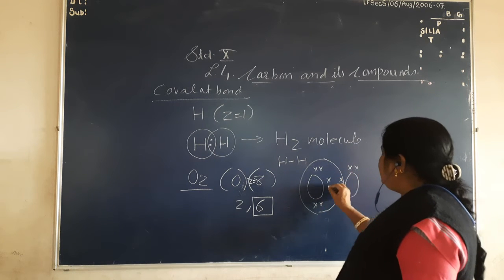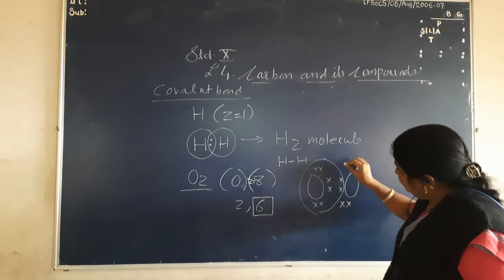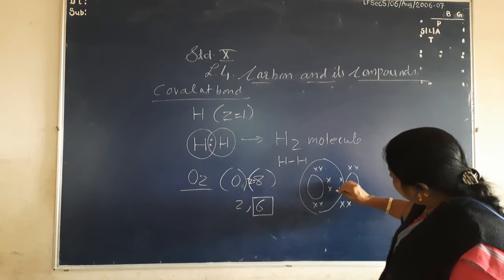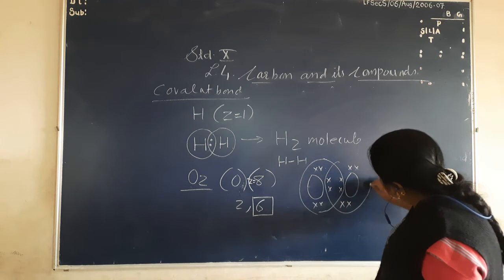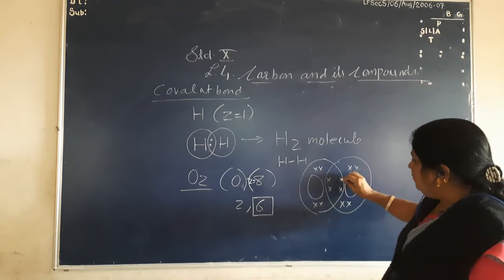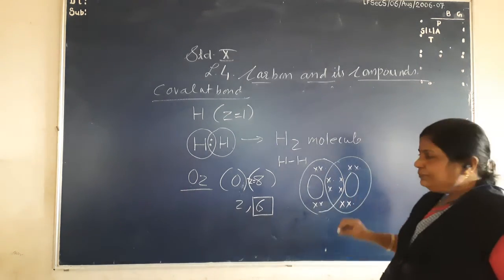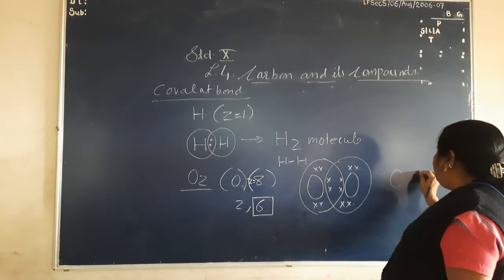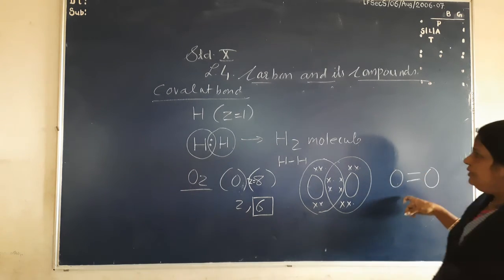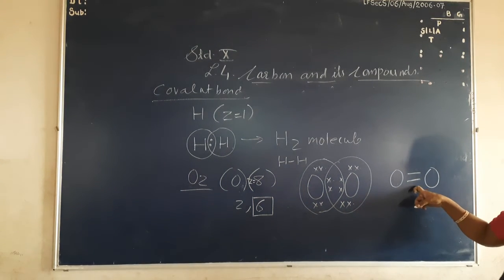Two electrons they will share with each other. So 1, 2, 3, 4, 5, 6, 7, 8. Similarly, here 1, 2, 3, 4, 5, 6 and 7, 8. So this leads to the formation of O double bond O. This bond is known as a double covalent bond.